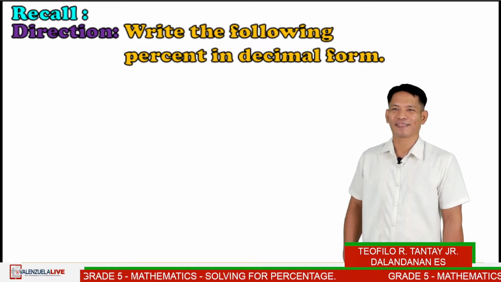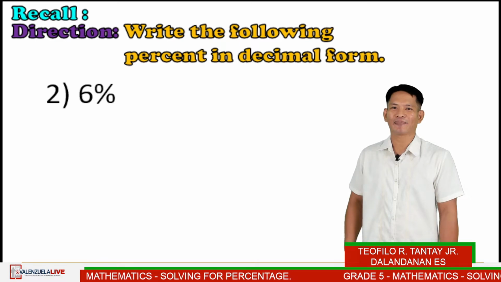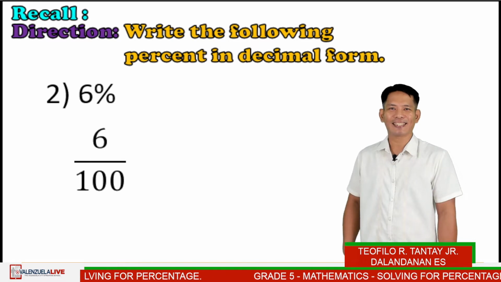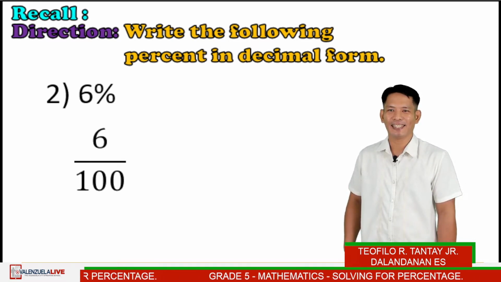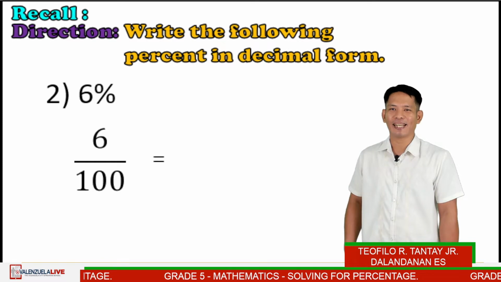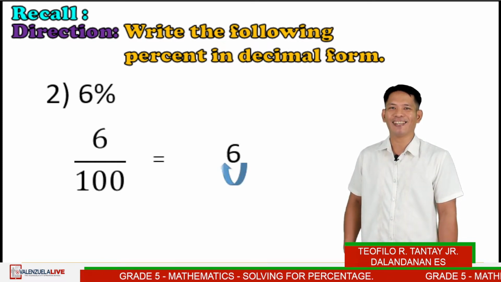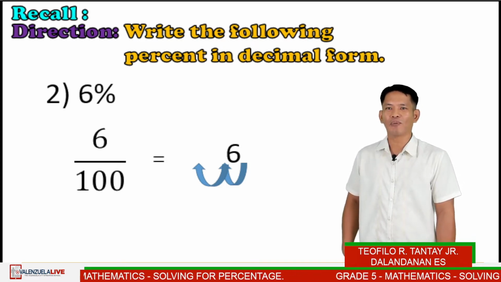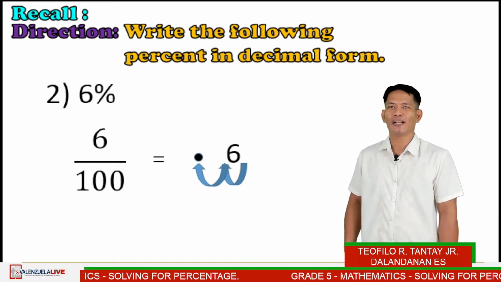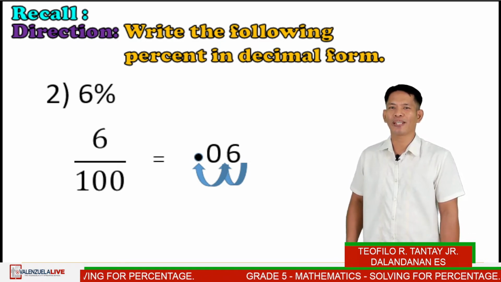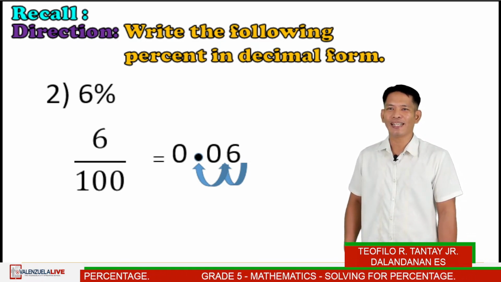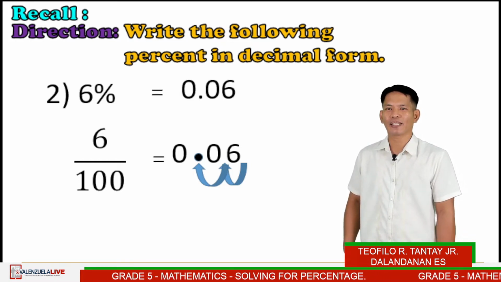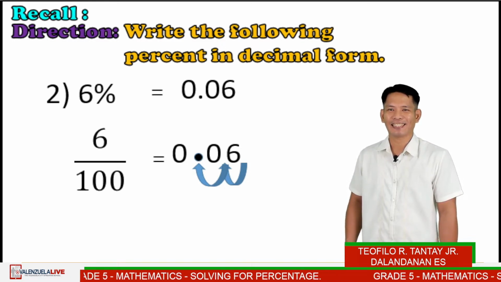Next one. Number 2, what is 6% in decimal number? 6% can be written as 6 over 100. And if we divide 6 by 100, we have to move the decimal point 2 places to the left. Since 6 has only one digit, we need to add a 0 before the digit 6. Therefore, 6% can be written as 0.06 or 6 hundredths.